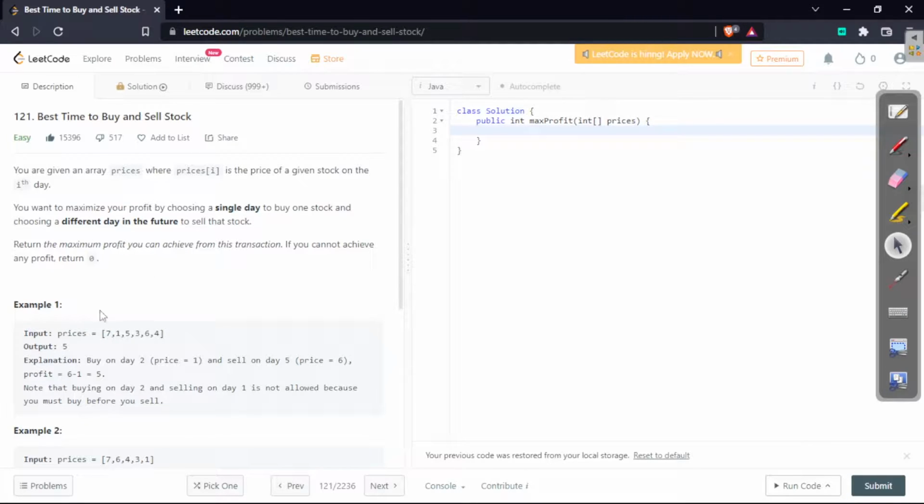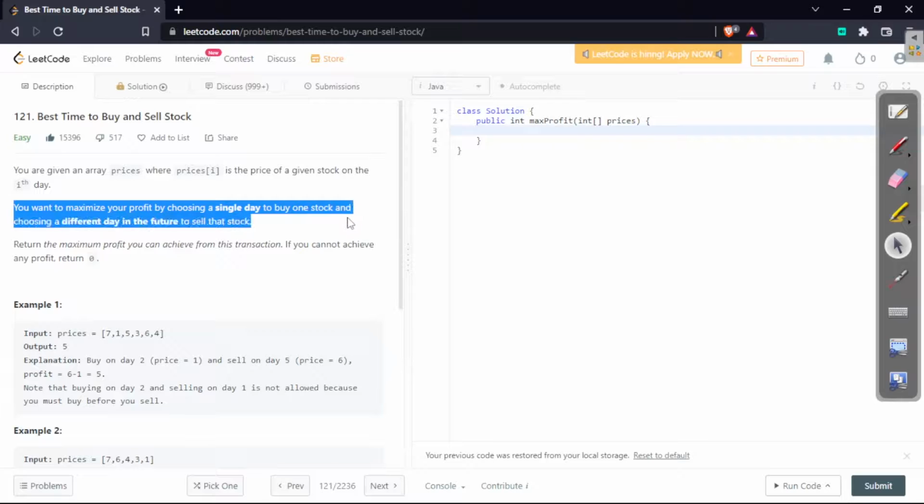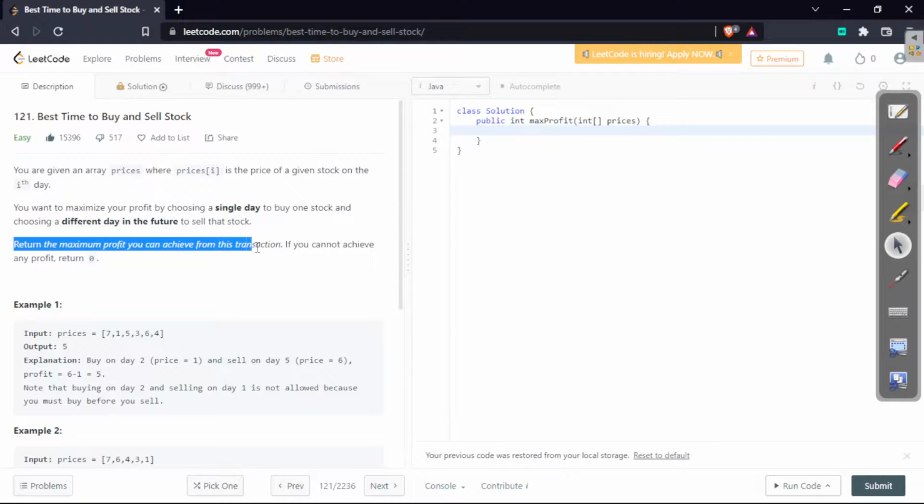Each individual day, you want to maximize your profit by choosing a single day to buy one stock and choosing a different day in the future to sell that stock. Return the maximum profit you can achieve from this transaction. If you cannot achieve any profit, return 0.